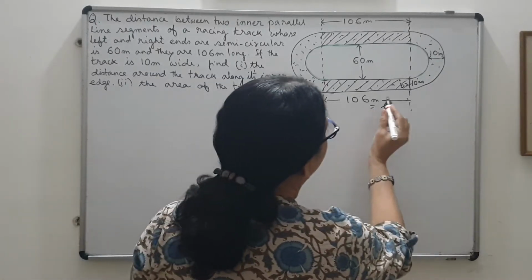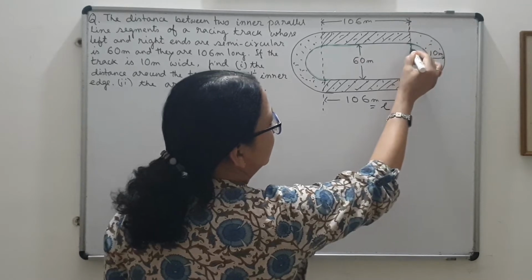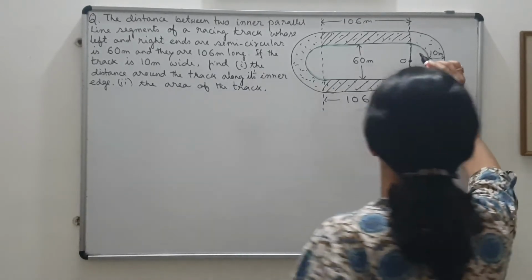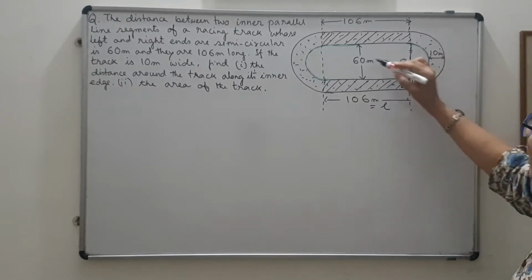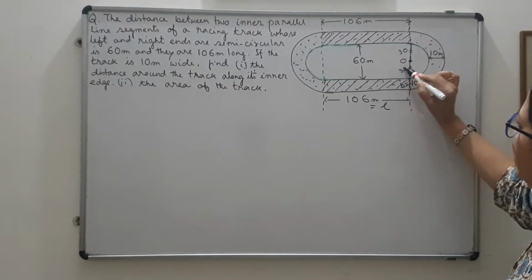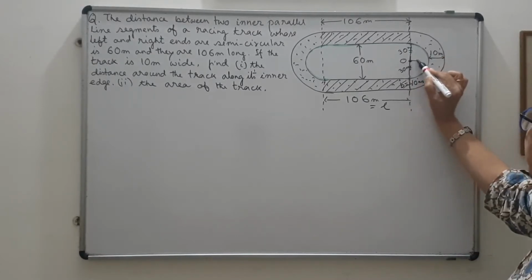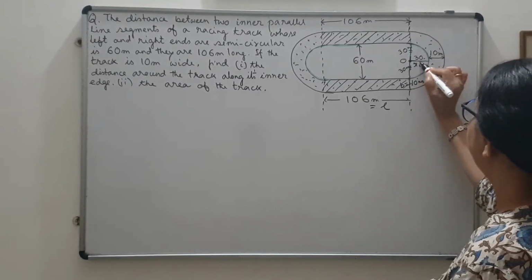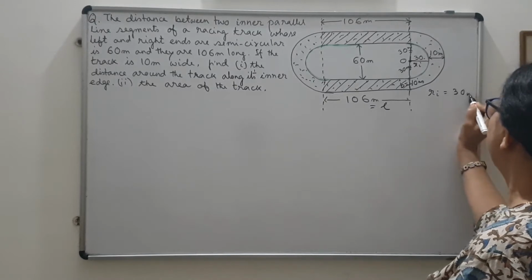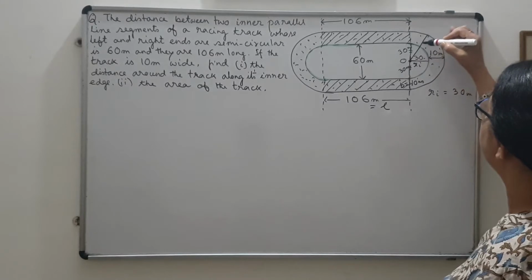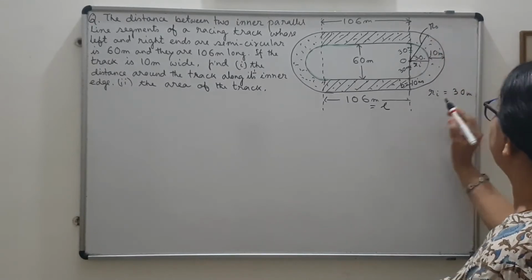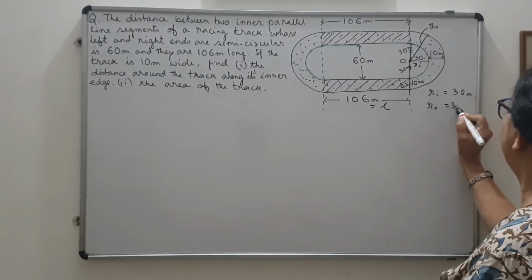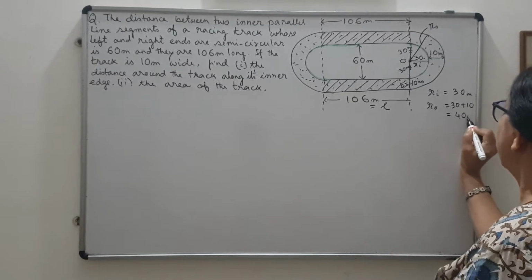Okay, so these are given to us, and now this is 60 meter. So the midpoint will be somewhere here. Say this is the center O, then this will be the radius, and this radius will be half of 60, which is 30 meter. This is the radius of the inner semicircle. So let me write Ri, the radius of the inner semicircle, is 30 meter, and if this is the external one, say Ro, the outside radius, what will this be? This is 30 plus 10, so it will be 40 meter. So these dimensions we have.